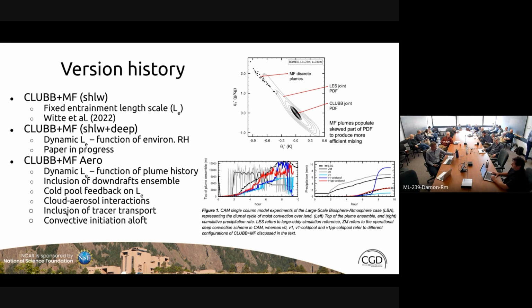Other important aspects of ClubMF Aero are, as the name implies, we have coupled the MF plumes to cloud aerosol interactions so that you can now nucleate and activate cloud and ice droplets using the updraft velocity from the mass flux plumes. Passive tracer transport is important to have for the general circulation and getting your constituents correct. And then we've also done a convective initiation, a loft trigger. That is, we've generalized it so that we don't just construct a PDF at the surface to initialize the plumes, but at any arbitrary vertical level, we've constructed a PDF where you can initialize the plumes.